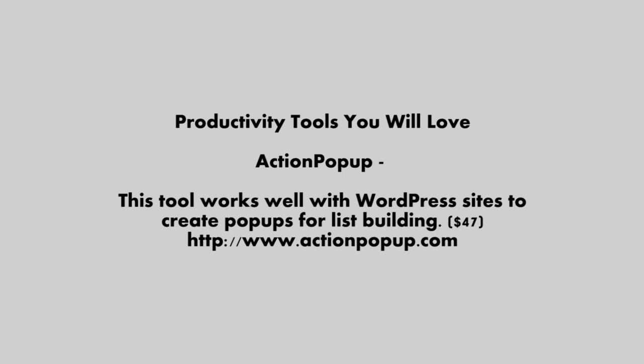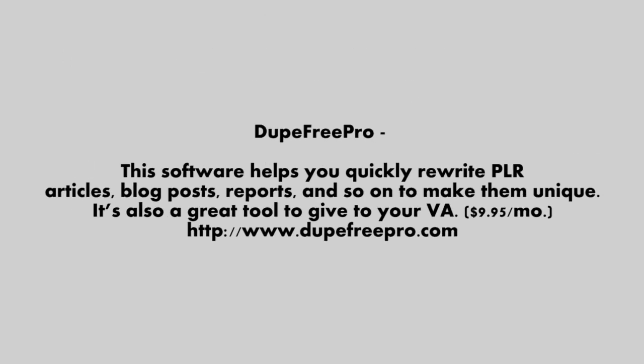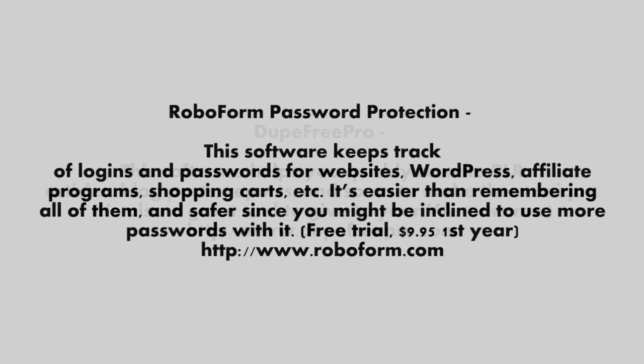Productivity tools you will love. Action Pop-Up. This tool works well with WordPress sites to create pop-ups for list building. Dupe Free Pro. This software helps you quickly rewrite PLR articles, blog posts, reports, and so on to make them unique. It's also a great tool to give to your VA. RoboForm Password Protection. This software keeps track of logins and passwords for websites, WordPress, affiliate programs, shopping carts, etc. It's easier than remembering all of them, and safer since you might be inclined to use more passwords with it.